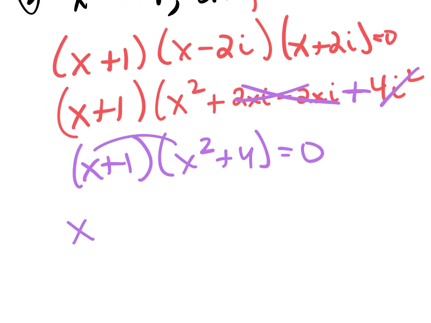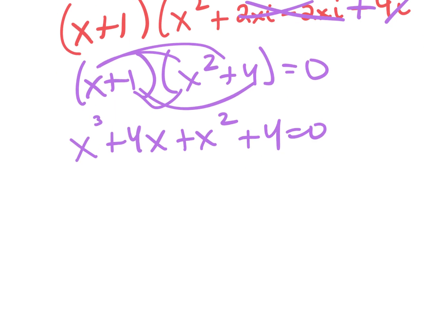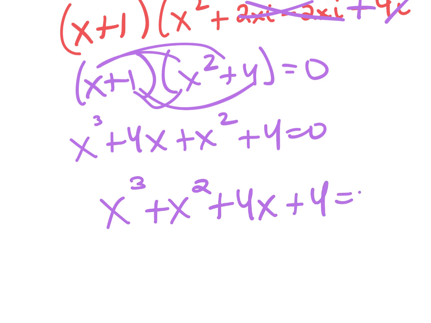X times x squared is x cubed. X times 4 is plus 4x. 1 times x squared is plus x squared. And 1 times 4 is plus 4. So your polynomial is x cubed plus x squared plus 4x plus 4 equals 0.